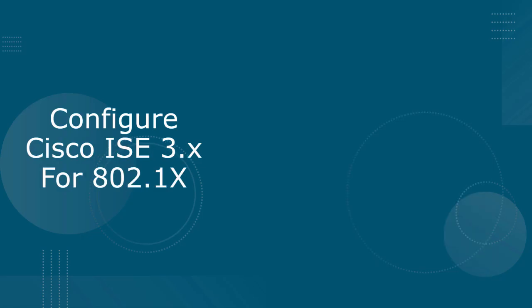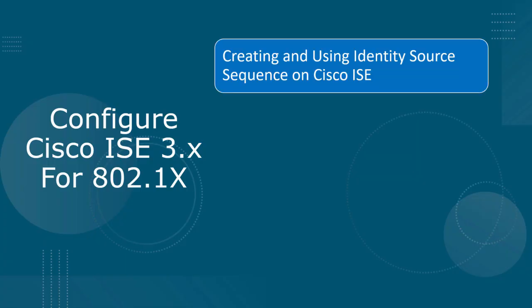In this chapter, we will learn how to configure Cisco ISE 3.X for 802.1x authentication. This is a very important chapter, and in this chapter you will learn a lot about the policy elements and a lot about the rules for 802.1x. First of all, we will learn how to create and use an identity source sequence on Cisco ISE. This will be important for the following labs.